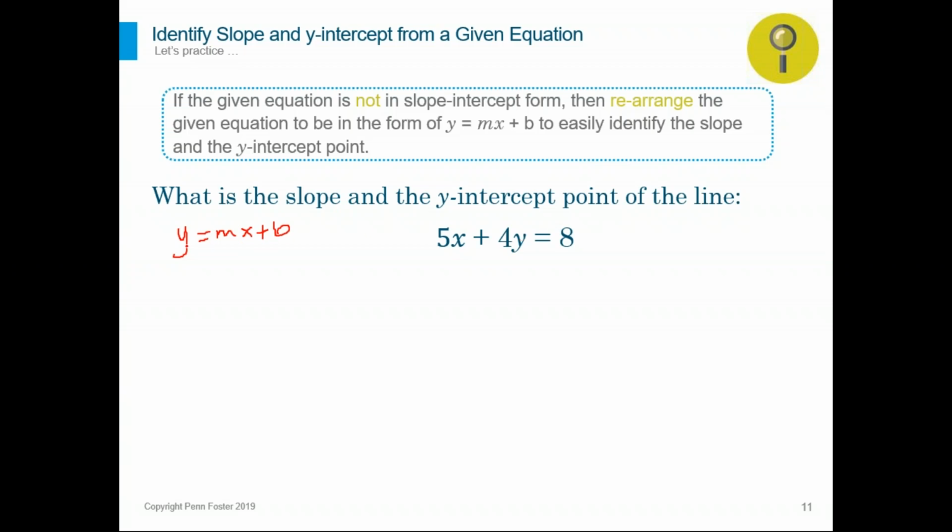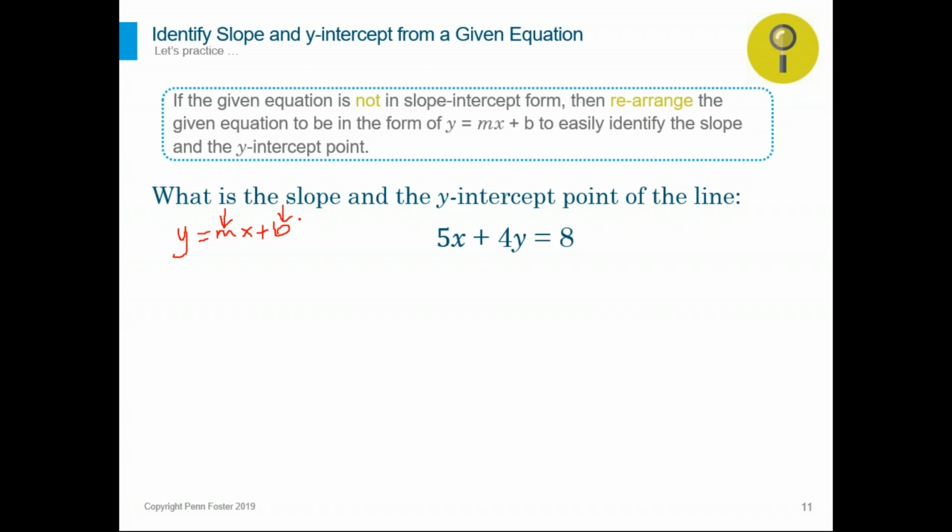So you have y isolated on one side equals a number times x plus a number. And then you'll be able to say, oh, the slope is that number. Oh, this is the y-intercept then. Let's do that just using the algebra steps that we used to.